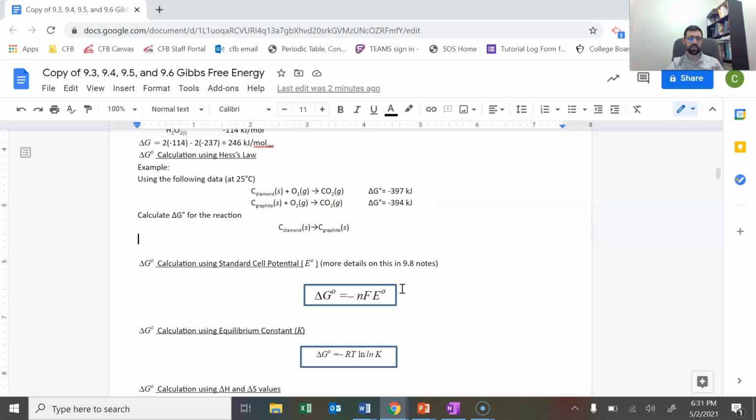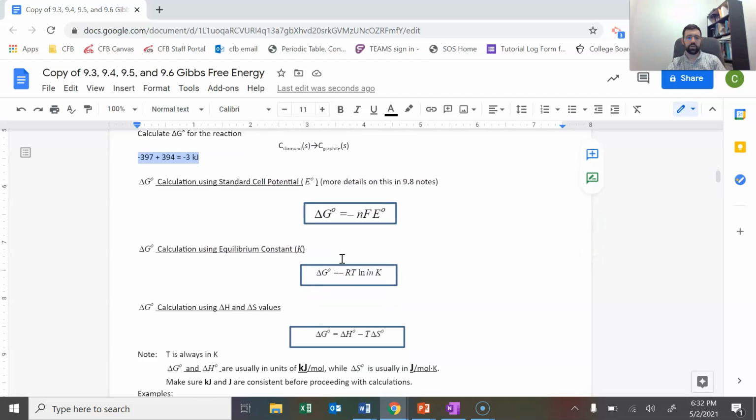So if I were to calculate this, I'm just going to add those two values together. But remember, since I flipped the second reaction around, I've got to make it a positive number. So it's going to be negative 397 plus 394, which of course is -3 kilojoules.